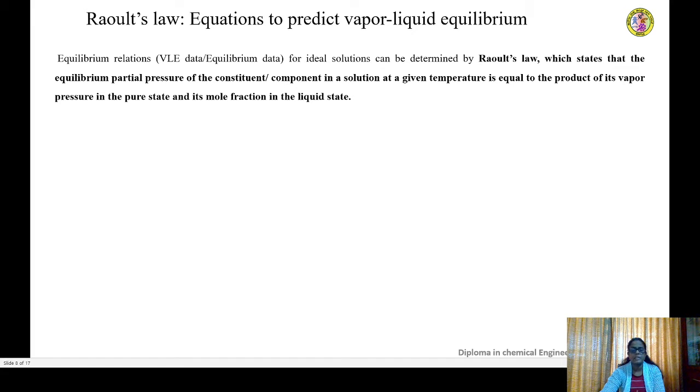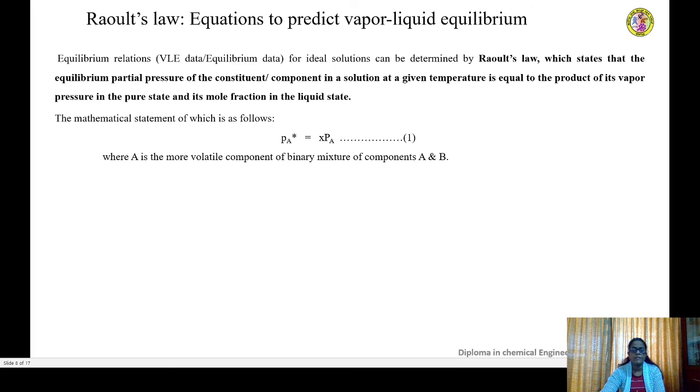So, when you write this statement in mathematical form, this is the equation you get: Pa star equals x into Pa. The small Pa star on the left hand side is the equilibrium partial pressure of component A in a given binary mixture of A and B. That equals x, the mole fraction of A in liquid phase, multiplied by the vapor pressure of pure component A, that is capital PA. So Pa star equals x PA is the mathematical statement of Raoult's law.